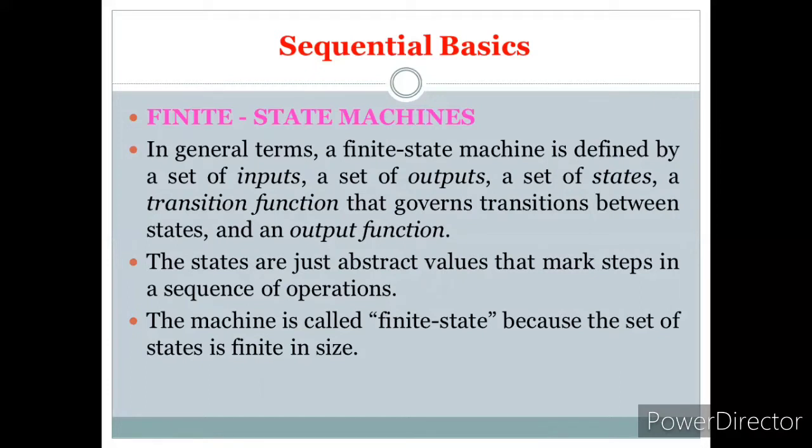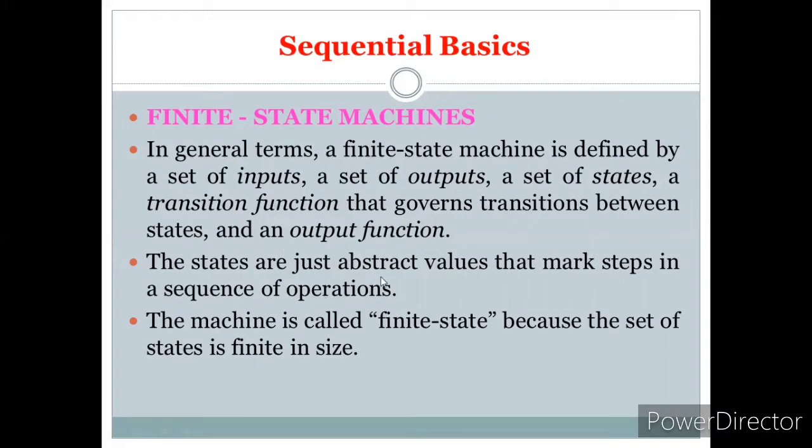In general terms, a finite state machine is defined by a set of inputs, a set of outputs, most importantly a set of states, a transition function that governs the transition between the states, and an output function. So along with the input and output, it consists of states. Along with the input, it performs a certain transition function, and along with this, it gives the respective output function. This is the important thing of a finite state machine.